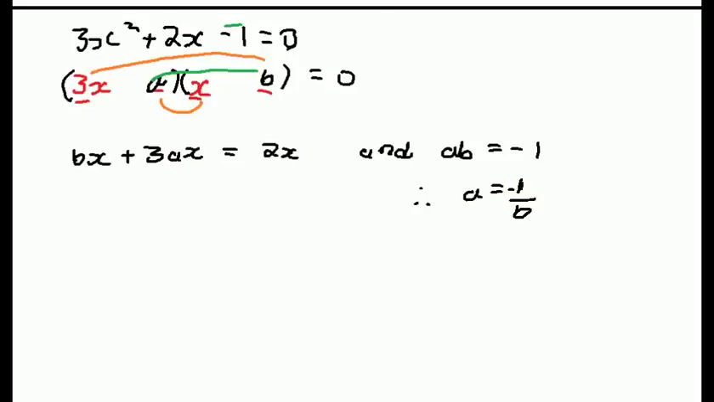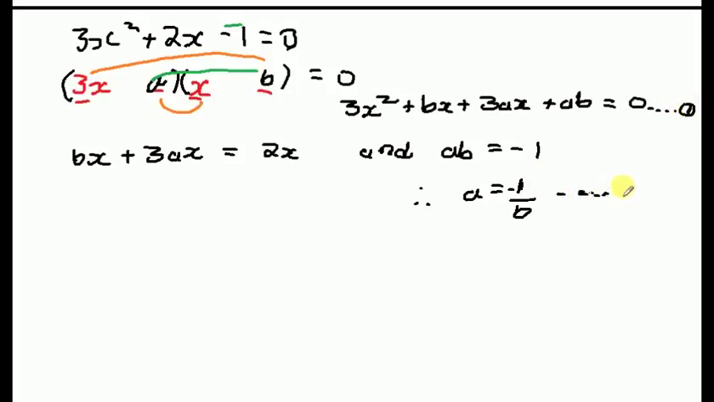So that we keep track of our work, let's give these equations names. Let's also write our general equation with unknowns. For example, let's have 3x squared plus bx plus 3ax plus ab is equal to 0. We'll give this one to be our equation 1, this one will be our equation 2, and this one will be our equation 3.